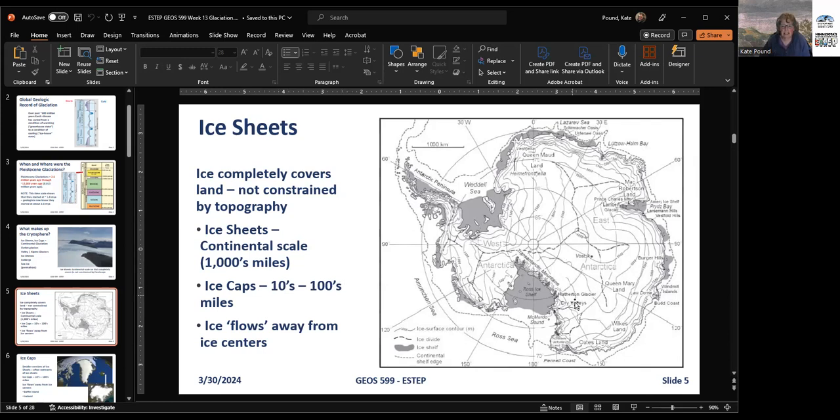Now, any ice sheet has areas where snow collects. These are ice centers. This is usually where the ice is thickest. And here, this heavy dashed line kind of shows those areas of thick ice. And the ice flows away from those ice centers.